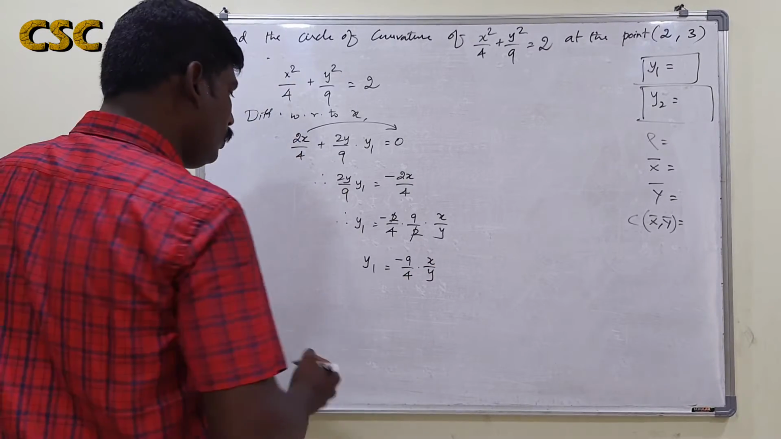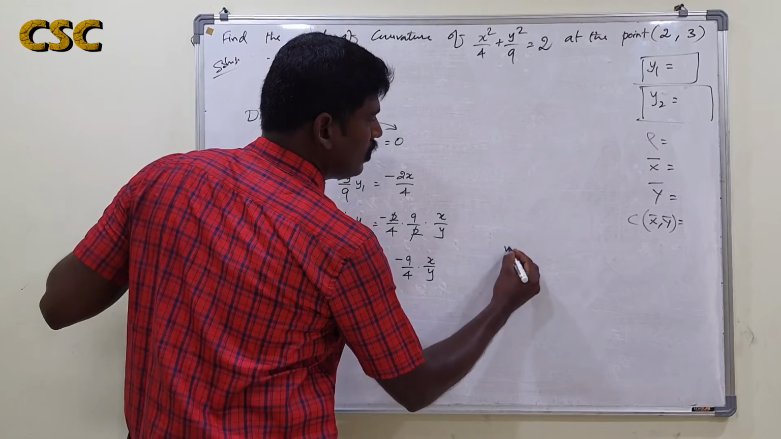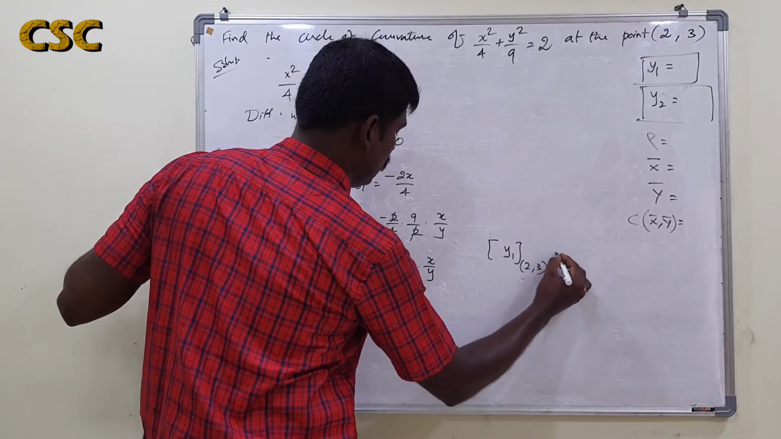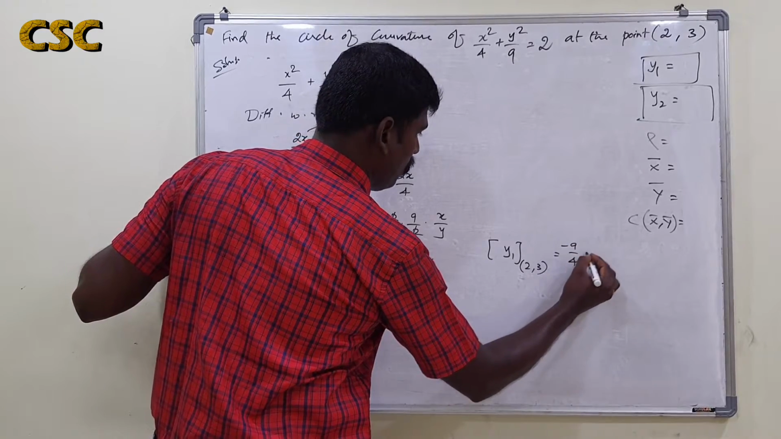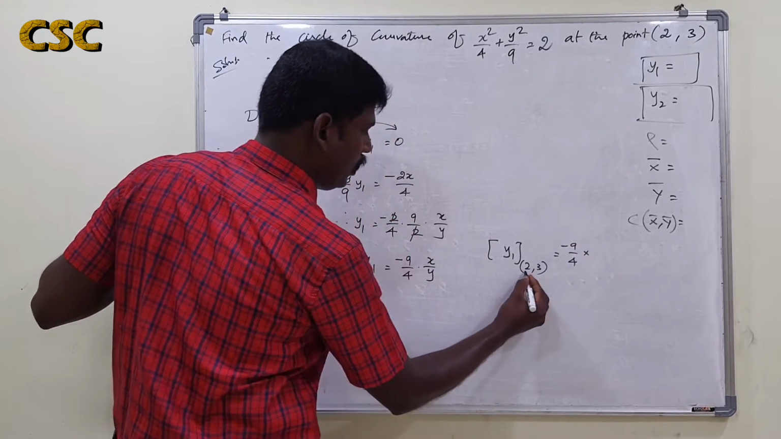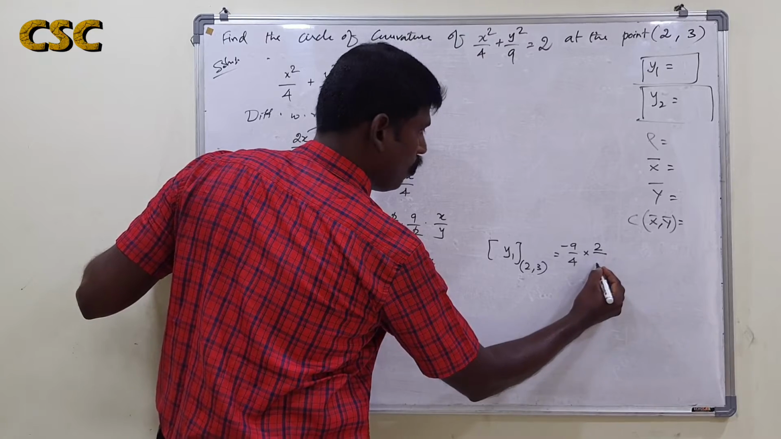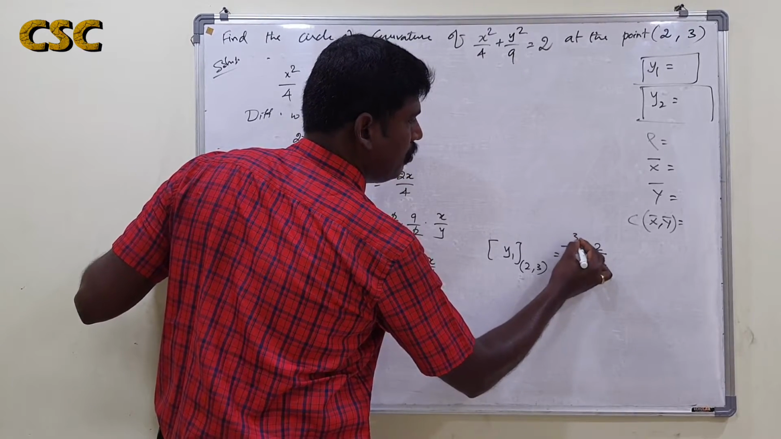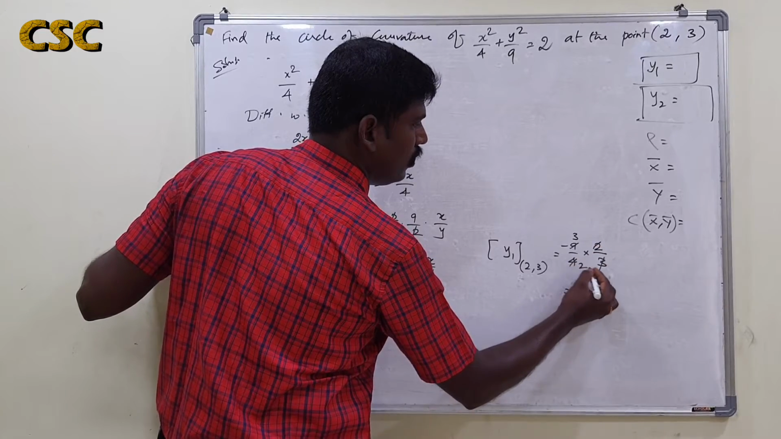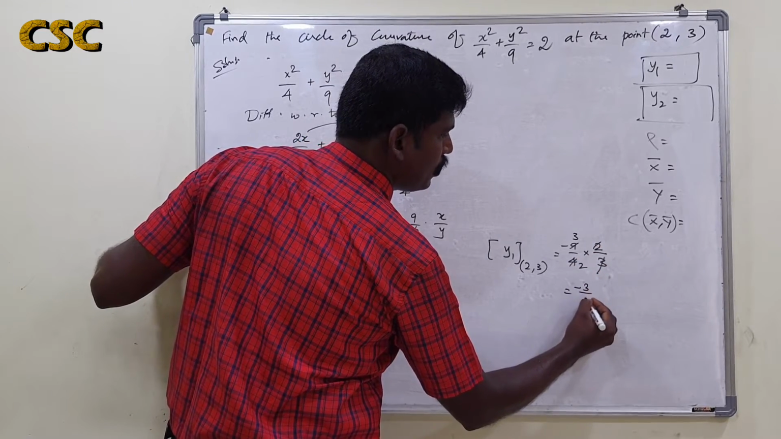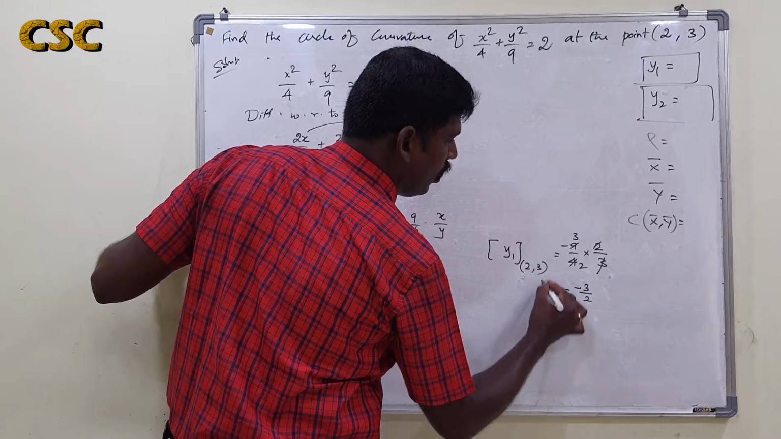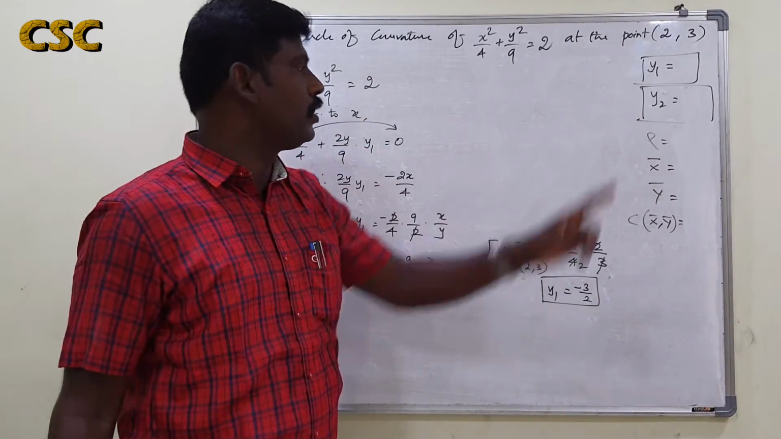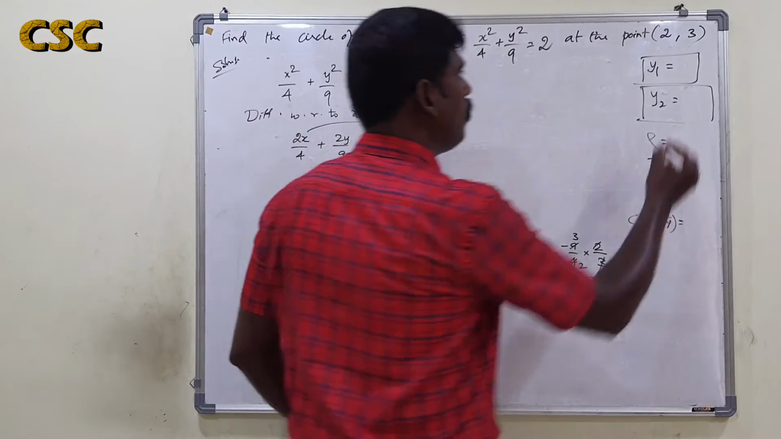What is the value of y1 at the point (2, 3)? That is minus 9 by 4 into x, which is 2, by y, which is 3. Striking out the 3 with the 9 gives 3, and the 2 with the 4 gives 2. So the value of y1 at the point (2, 3) on the curve is minus 3 by 2.